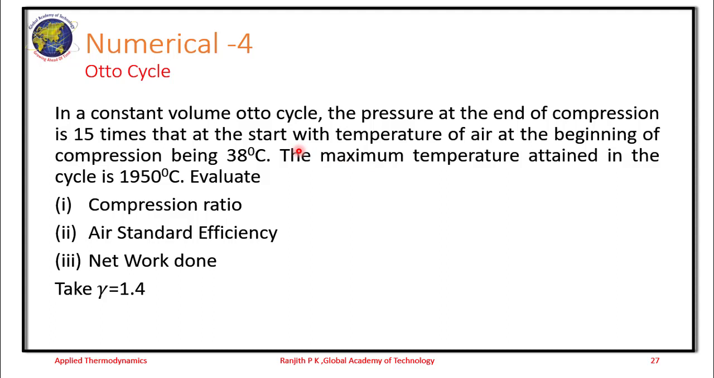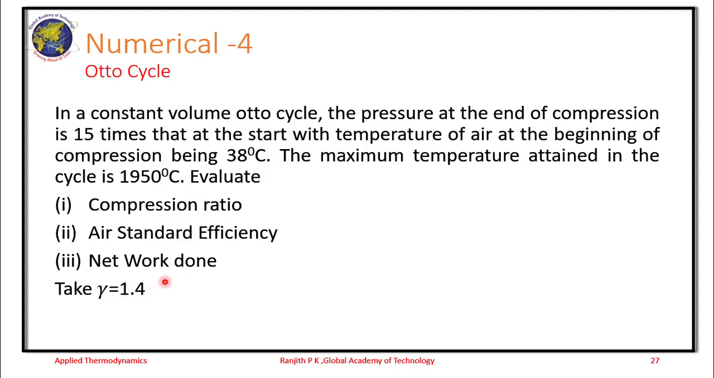Next, numerical. In a constant volume Otto cycle, the pressure at the end of compression is 15 times that at the start, with the temperature of air at the beginning of compression being 38 degrees Celsius. The maximum temperature attained in the cycle is 1950 degrees Celsius. We need to evaluate the compression ratio, the efficiency and the net work done.